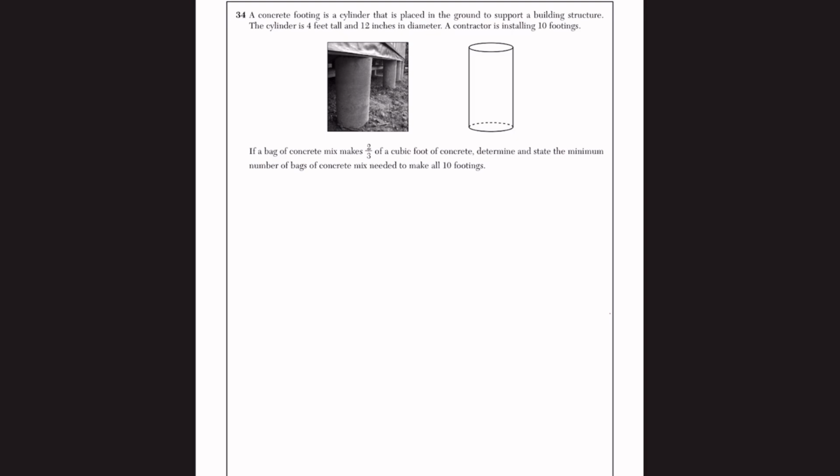So to do that, we just need to find the volume of the cylinder, right? It's given that the height is 4 feet, and the diameter is 12 inches, which is also just 1 foot. So to find the volume of a cylinder, we use this equation right here. Remember that the radius is half of the diameter, and we're given that the diameter is 1 foot. So all we need to do is 1 divided by 2, which is 0.5. So now we just plug in all the values into the volume formula.